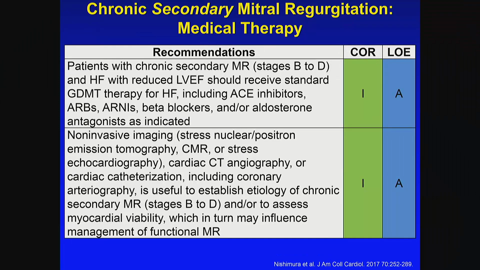Medical therapy is recommended, as it is for all patients with systolic heart failure, when there's mitral regurgitation and a reduced ejection fraction. ACE inhibitors, ARBs, angiotensin receptor neprilysin inhibitors, beta blockers, and aldosterone antagonists are indicated. And again, non-invasive imaging is important to establish that viability and the etiology of the mitral regurgitation.